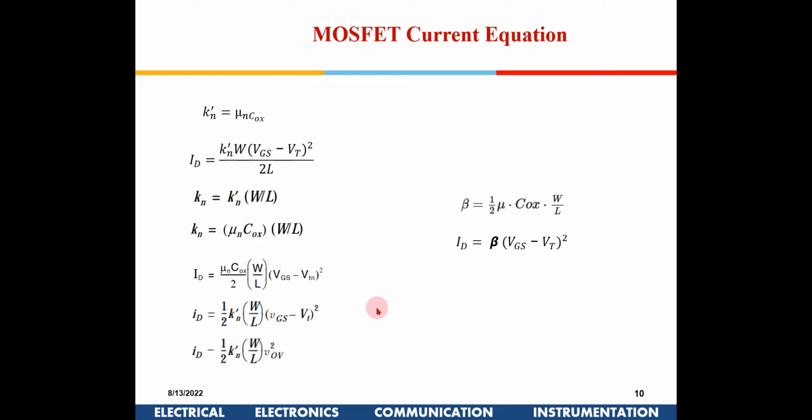These are some of the current equations. I mentioned it in the morning class also. This is Kn dash. Kn is Kn dash into W by L, right? Kn is mu n Cox W by L. So don't confuse these. Somewhere we will see VGS minus VTH written as VOV square. In some places you will also find beta, which is this entire thing, where that half is also taken care of. So Kn, Kn prime, beta, these things you need to remember. VOV is the overdrive voltage.